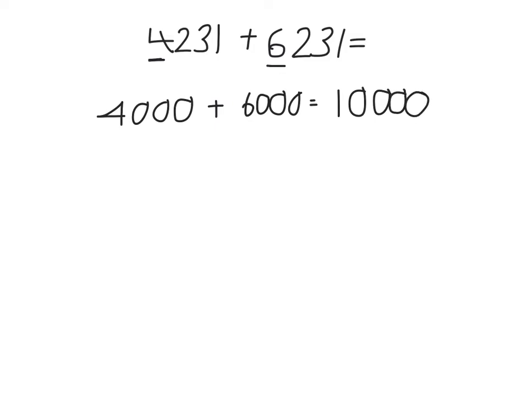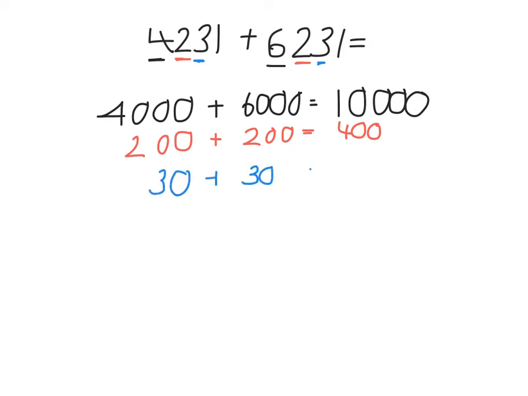The next thing I need to do is I need to add the hundreds. So I can see I've got 2 hundreds here and I've got 2 hundreds here. So 200 plus 200 equals 400. Then I need to add my tens. So I've got 3 tens and 3 tens. So 3 tens is 30. So 30 plus 30 equals 60.